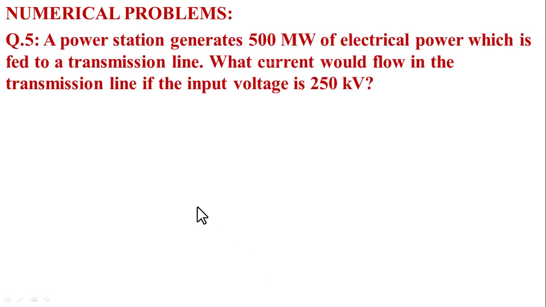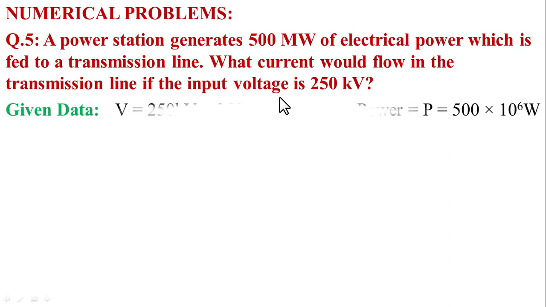Numerical problem, question number 5. A power station generates 500 megawatt of electric power, which is fed to the transmission lines. What current would flow in the transmission line if the input voltage is 250 kilovolt? Here, first of all, write the given data. In given data, V is equal to 250 kilovolt. Here, 1 kilo is equal to 10 raised to power 3, so 250 multiplied by 10 raised to power 3 volt.